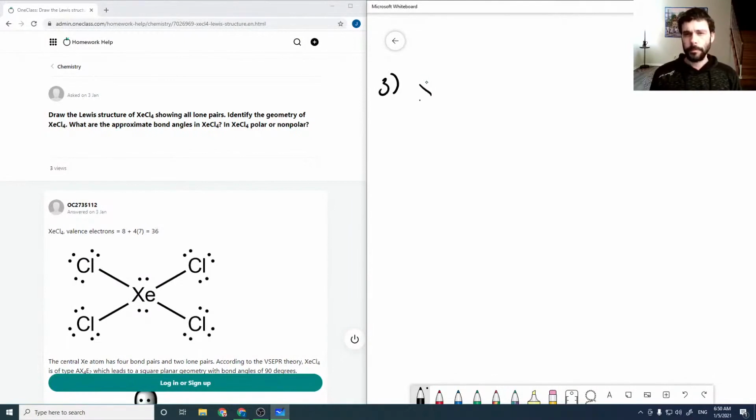So, for xenon, that's a noble gas, so we've got 8 valence electrons, and then in chlorine, we have 7, and there's 4 of them, so that's 28. So in total, we have 36 valence electrons.